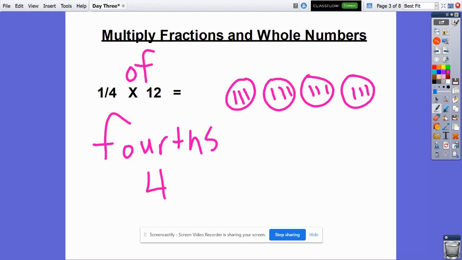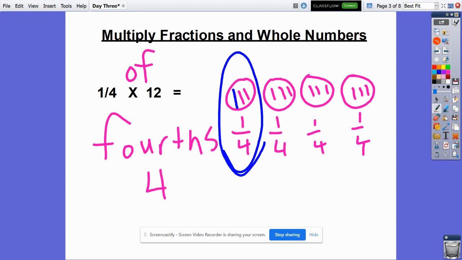How much is 1/4 of 12? Well, I have 1/4 here, 1/4 here, 1/4 here, and 1/4 here. Let's look and see how much is inside 1/4 of 12. I have 1, 2, 3. So 1/4 of 12 is 3.